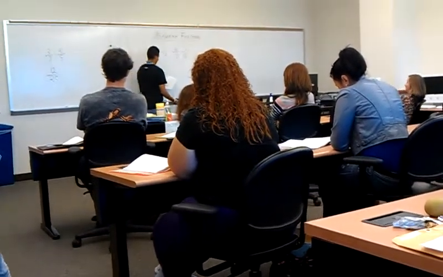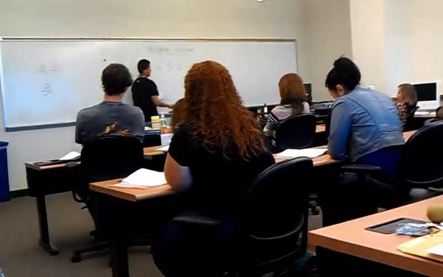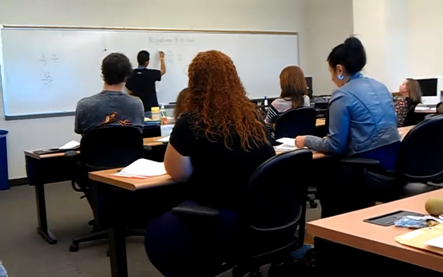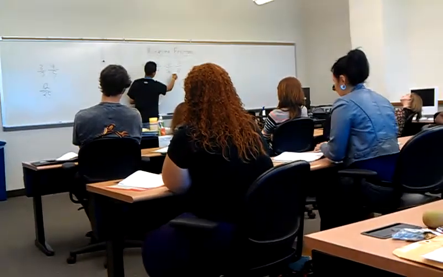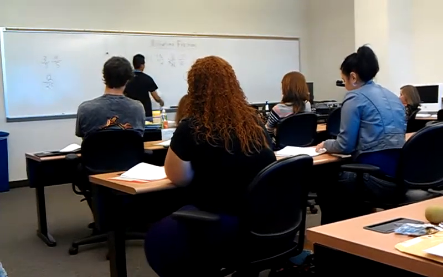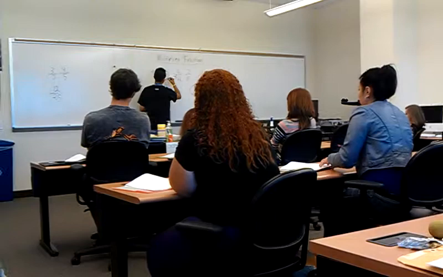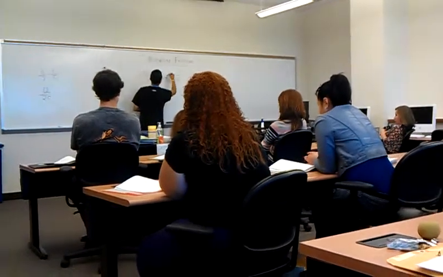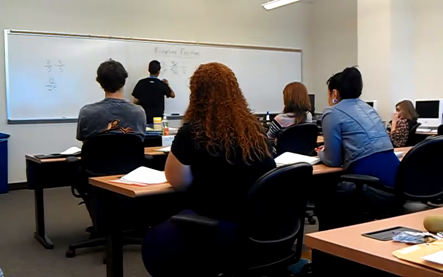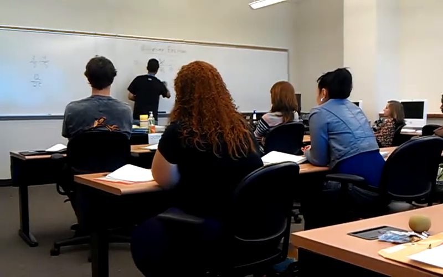Since both 3 and 21 are divisible by 3, you divide them by 3. So 3 becomes a 1, and 21 becomes a 7. And 4 and 16 are both divisible by 4. So the 4 becomes a 1, and 16 becomes 4. Now you just rewrite this as 1 over 1 times 4 over 7.